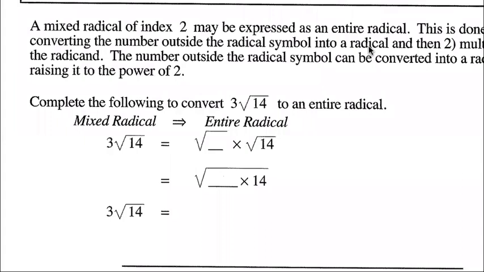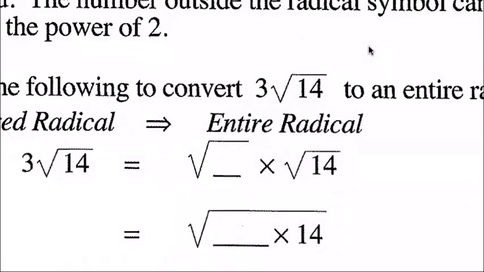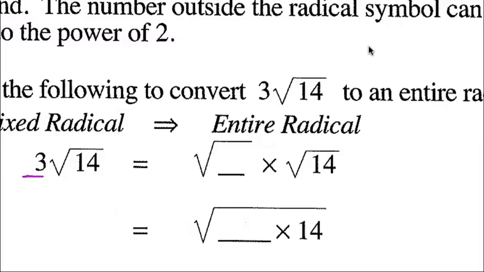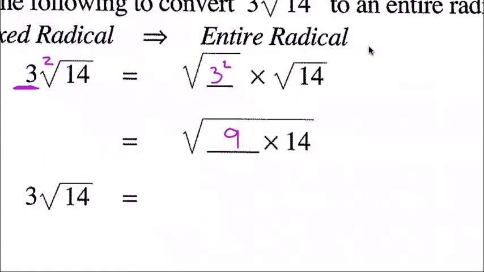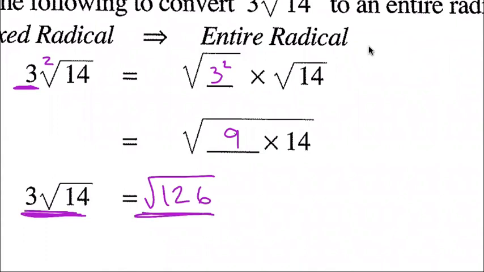Complete the following to convert 3 square root 14 to an entire radical. So our mixed radical is 3 square root 14. We knew that in order to get to this place with the 3 on the outside, on the inside that had to be 3 squared. 3 squared is 9, so that's 9 times 14. So 3 square root 14 as an entire radical is going to be the square root of 9 times 14, which is 126.